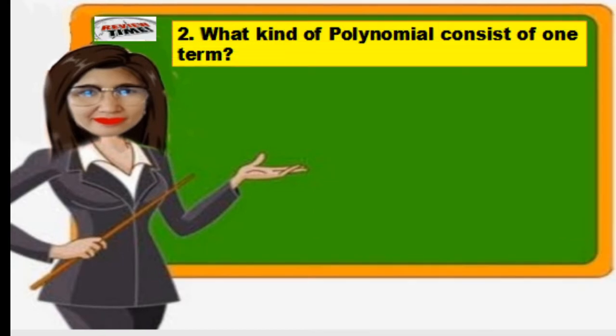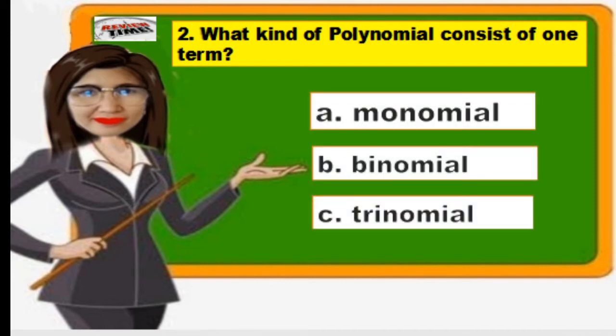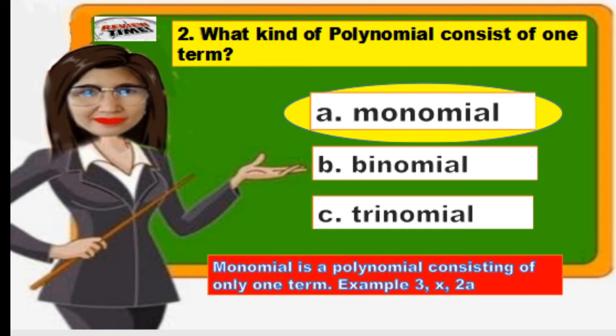Okay, let's have another. What kind of polynomial consists of one term? Is it monomial, binomial, or trinomial? The answer is monomial. Very good. Remember that a monomial is a polynomial consisting of only one term. Example, a constant 3, a variable x, a product of a variable and a constant. We have 2a. So that's a monomial.